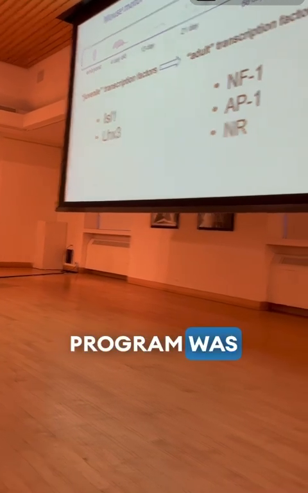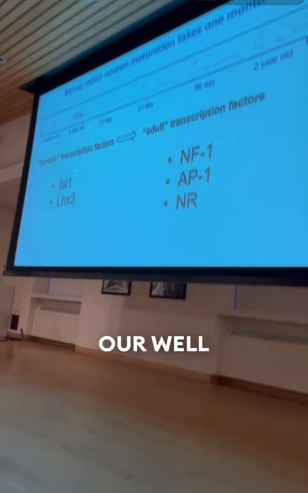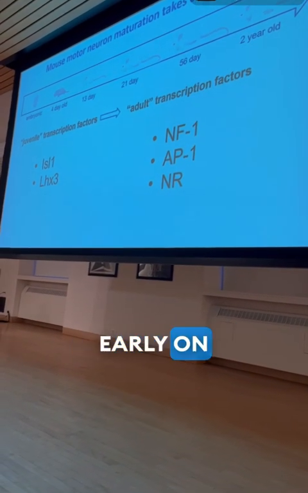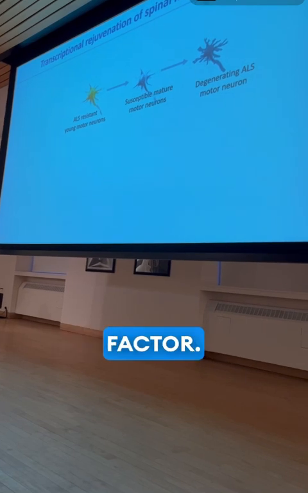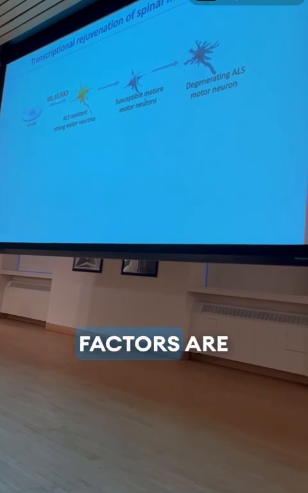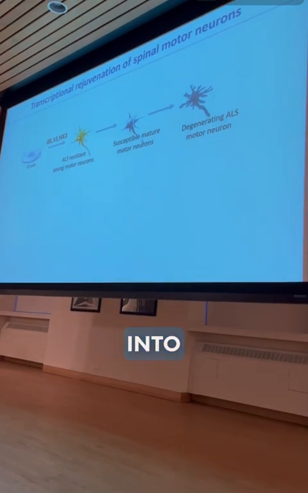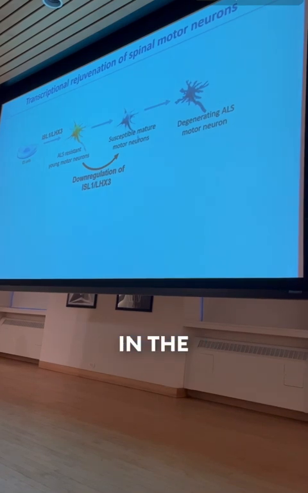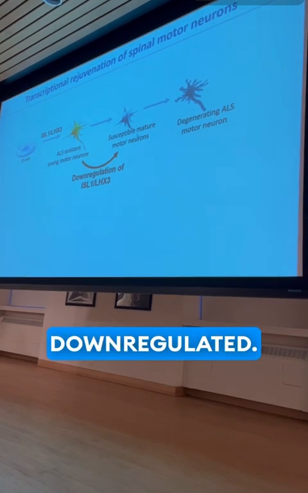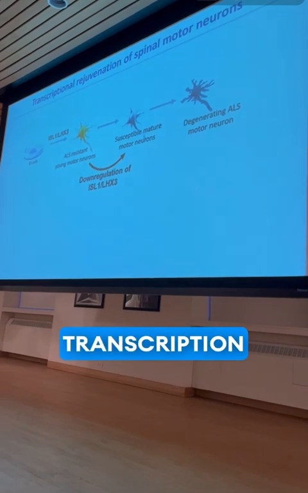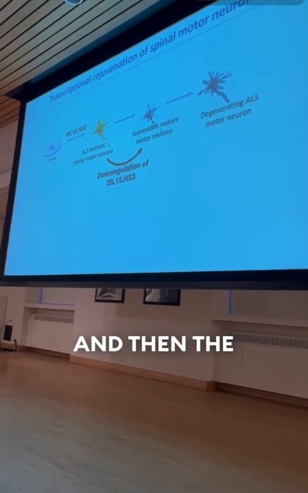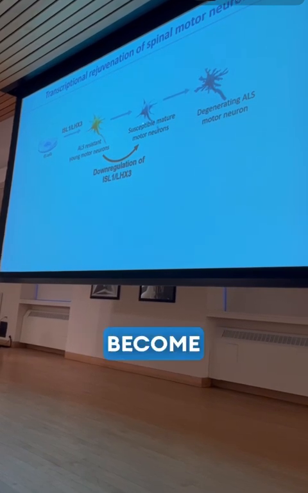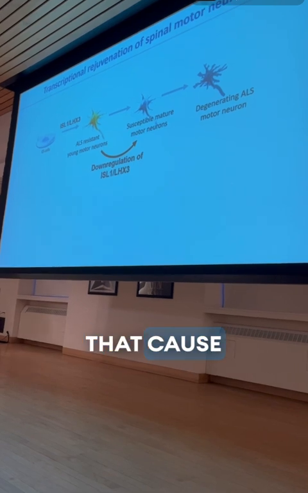The juvenile program was controlled by our well-known factors ISL1 and LHX3 that define the identity of motor neurons early on. I already showed you that these two transcription factors are sufficient to convert embryonic stem cells into motor neurons, but remarkably, very soon after motor neurons are born in the embryo, these factors are downregulated. So the cell stops producing these transcription factors, and then the cell goes through this maturation and aging state when the motor neurons become susceptible to the mutations that cause ALS.